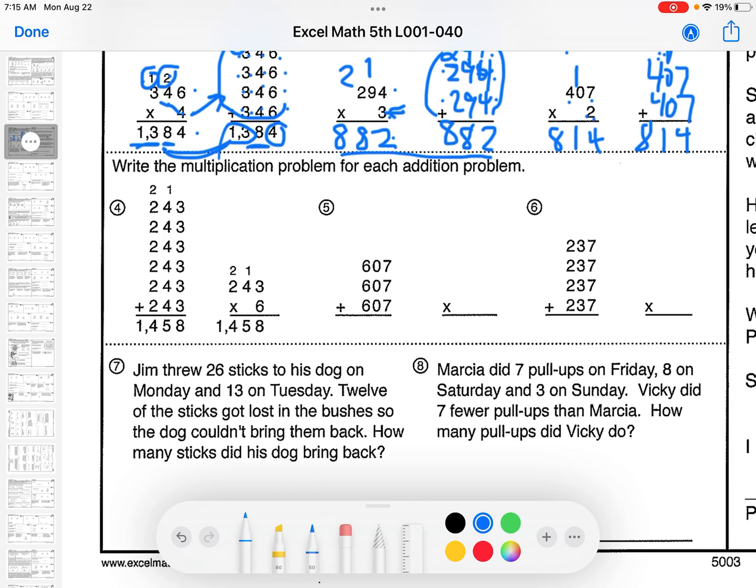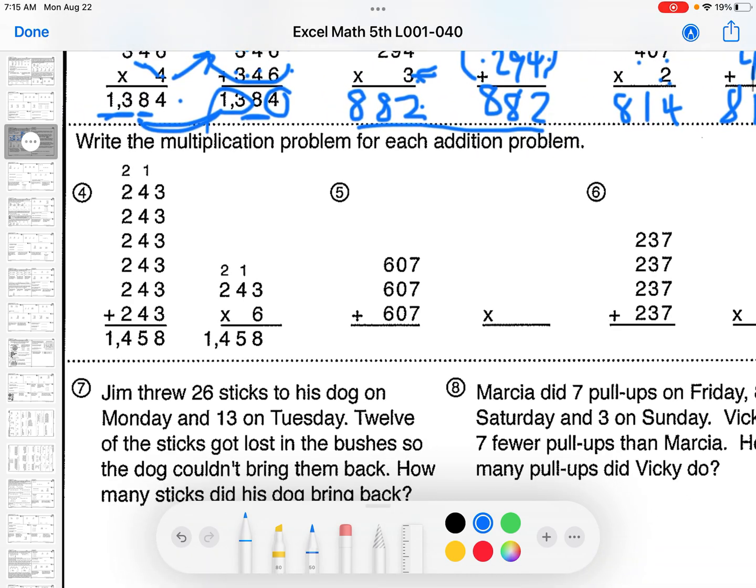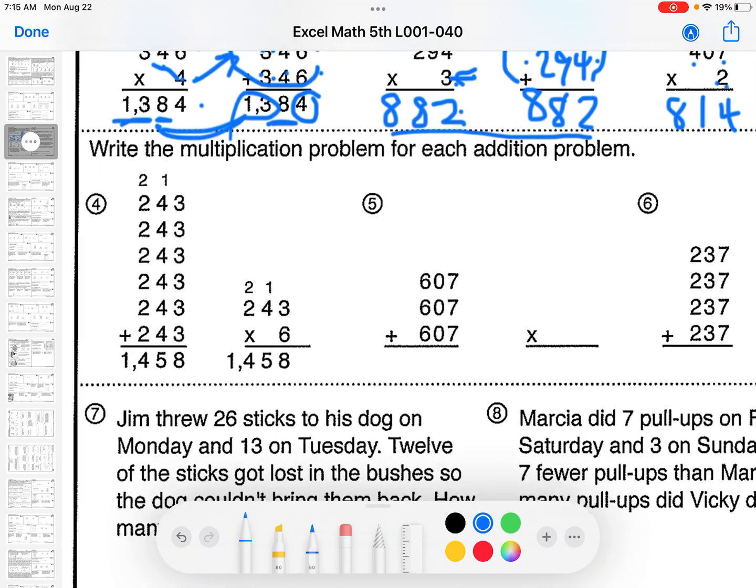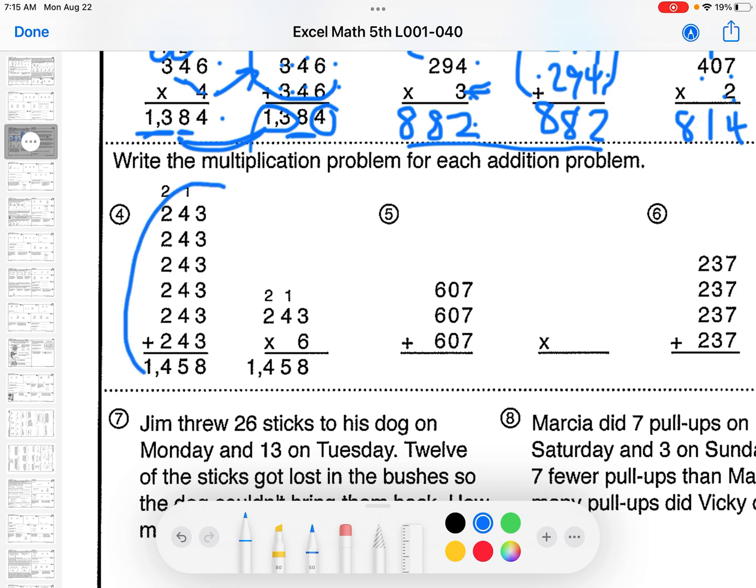Woohoo, they match up. Okay, now on these three problems, we're going to do the opposite of what we just did. Going to start with the addition, and we're going to change the addition into a multiplication problem. So here you see we have 1, 2, 3, 4, 5, 6 numbers being added together, and they're all the same. That's why we're multiplying times 6.